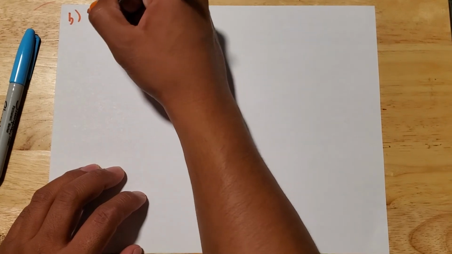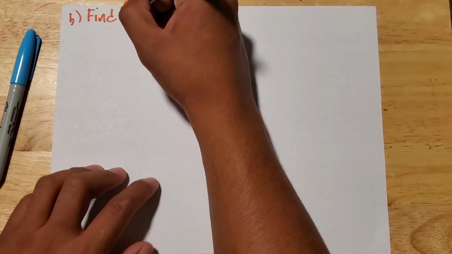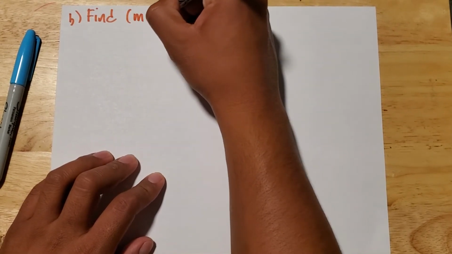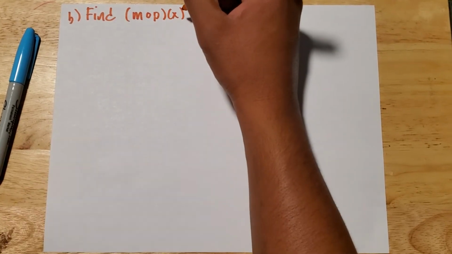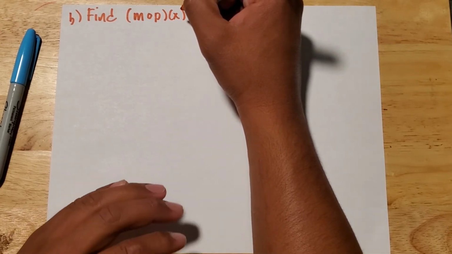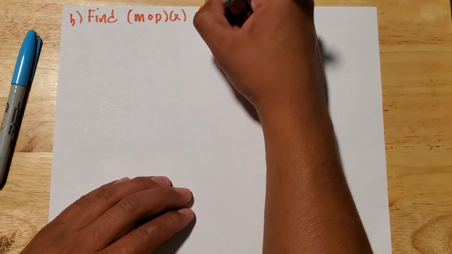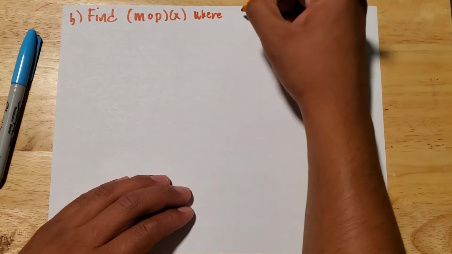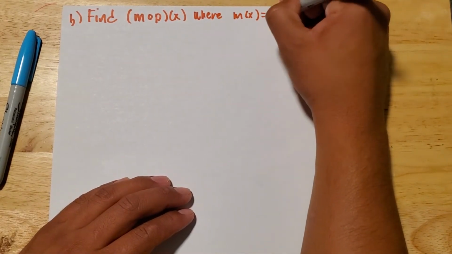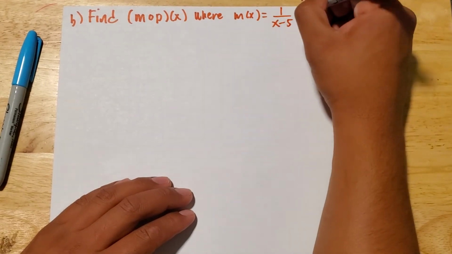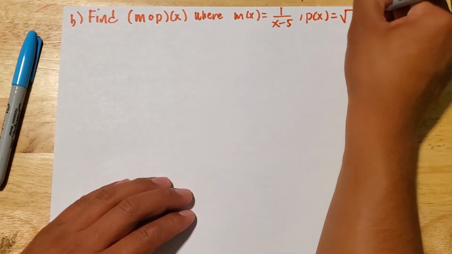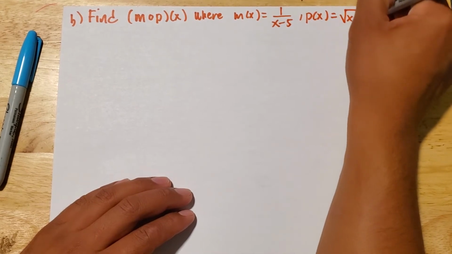So we're going to find m of p of x, where m of x is equal to 1 over x minus 5, and p of x is equal to the square root of x minus 2.